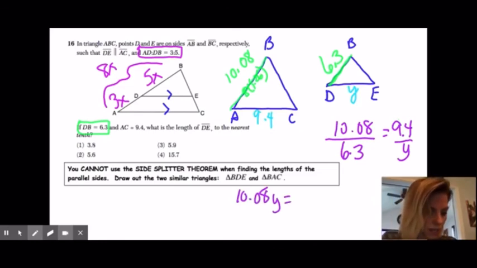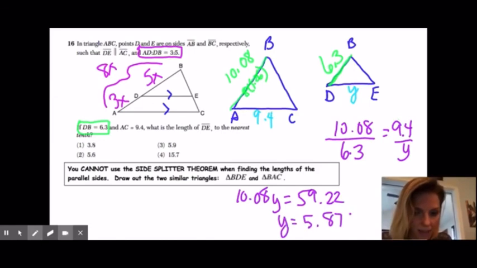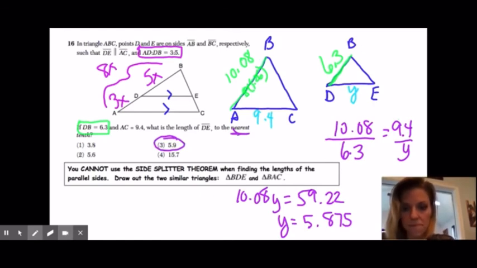let me quickly in my calculator type in 9.4 times 6.3, which is 59.22, if I could read. I'm going to divide by 10.08, and I get Y equals 5.875. To the nearest tenth, 5.9. Okay, so hopefully this wasn't too bad.